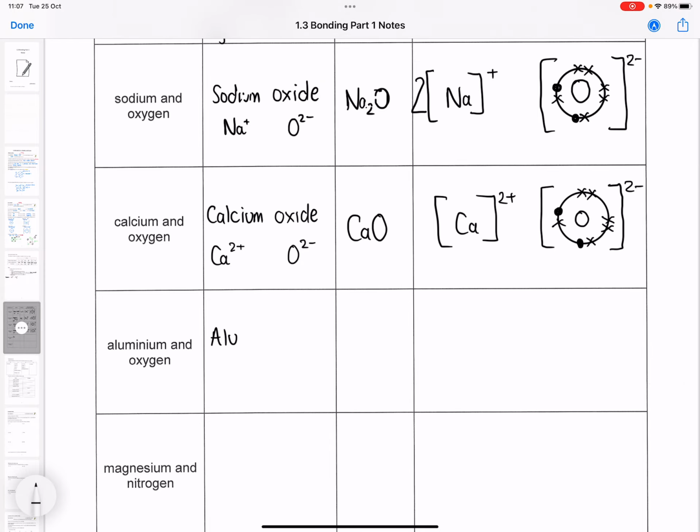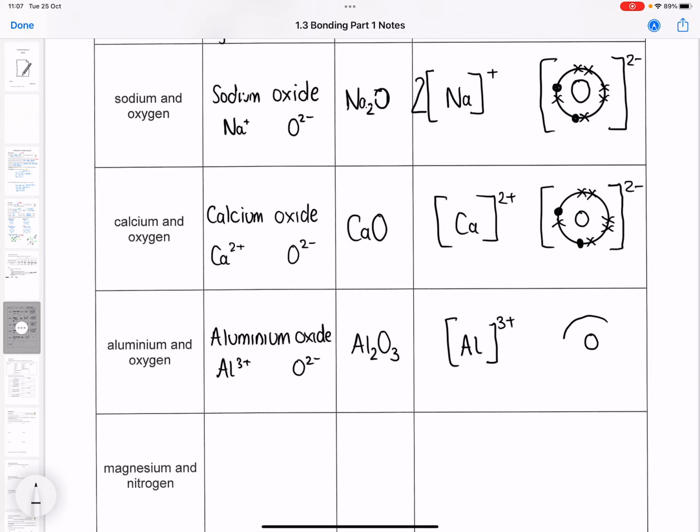Aluminium oxide. Now aluminium's in group 3, so 3 plus, and oxygen is in group 6, so 2 minus. To make that formula, we have to go Al2O3. We need to get to 6 pluses and 6 minuses to balance the charge. Aluminium is a metal. It loses its outer shell electrons to become 3 plus.